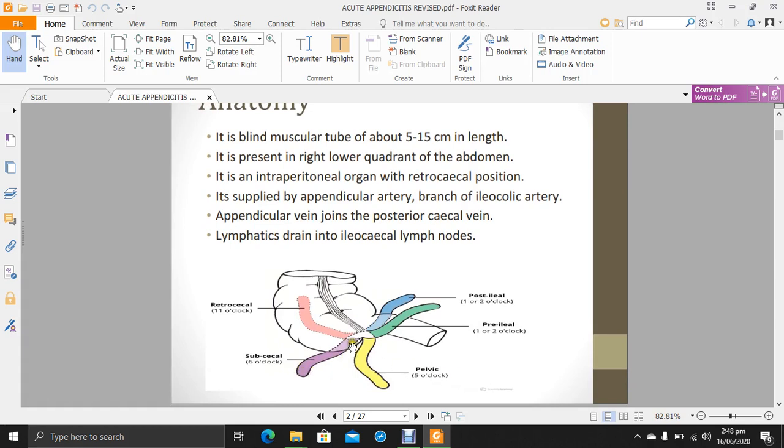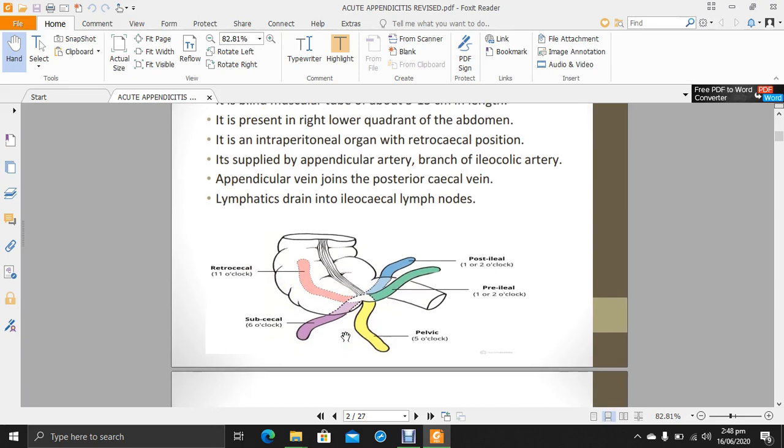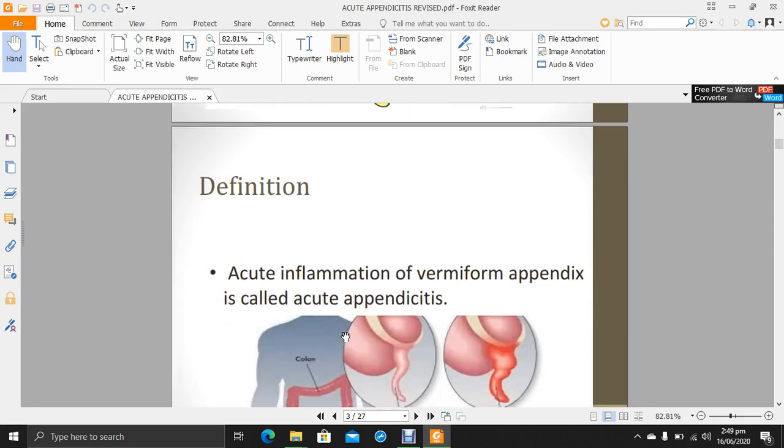Here are the different positions. Most, up to 70%, the appendix lies in the retrocecal position, in this 11 o'clock position, and up to 20% in the pelvic position. And these are the clock positions. If you consider the dial of a clock, it will be easy: this is the 1 or 2 o'clock position, this is 5 o'clock position, 6 o'clock position, 11 o'clock position, and so on. So these are the different positions. A surgeon knows better when he is going to operate upon a patient.